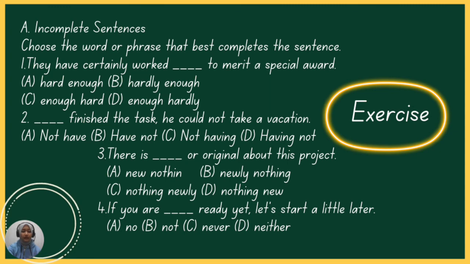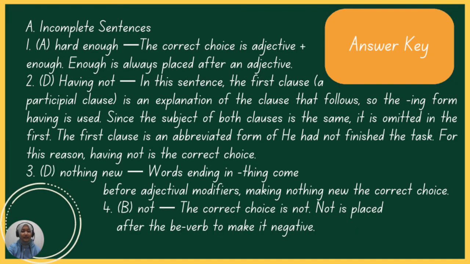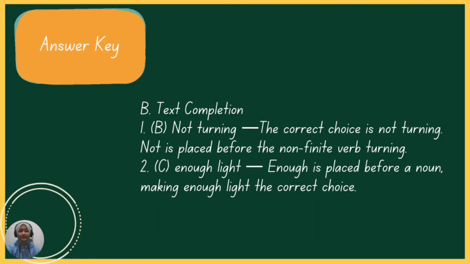Kalian fokuskan di sini, ini bagian incomplete sentences ya, part 5. Kemudian bagian ini adalah part 6 yaitu text completions ya, bentuknya teks ya. Kemudian di dalamnya ada 2 pertanyaan. At the end you will see the answer key. Ya, Anda bisa cocokkan jawabannya dan reasons for why choosing A or B or C or D. Ya, nanti bisa kalian lihat di sini ada pembahasannya juga.